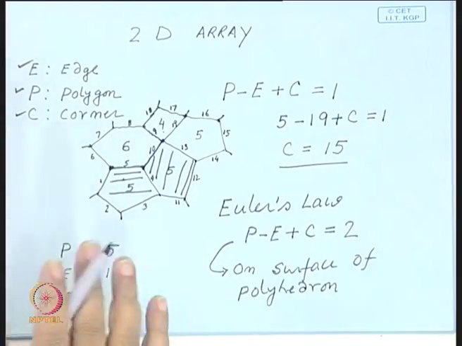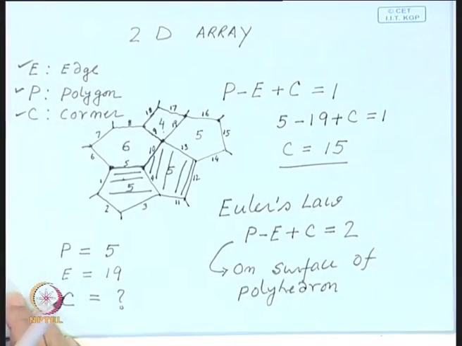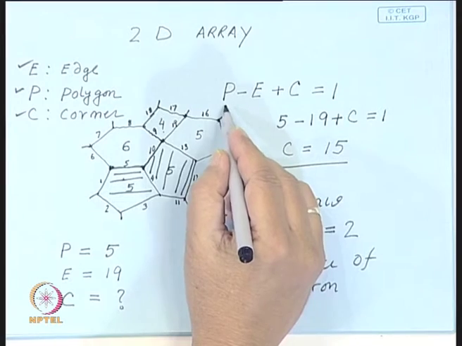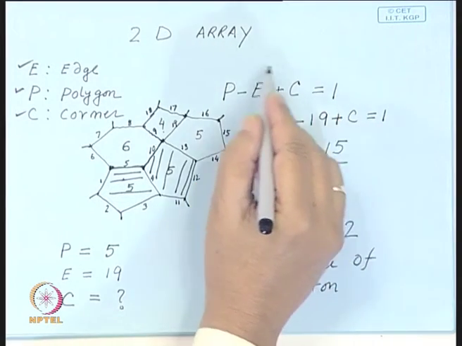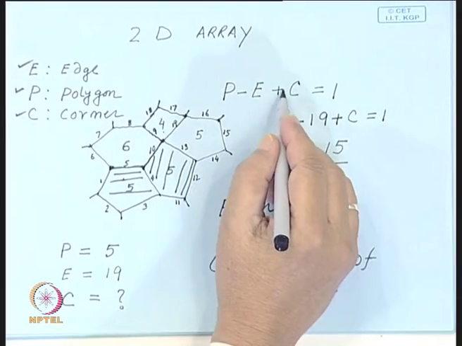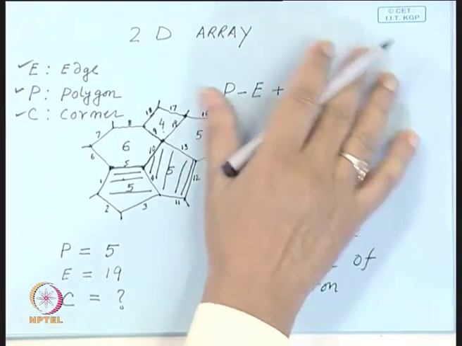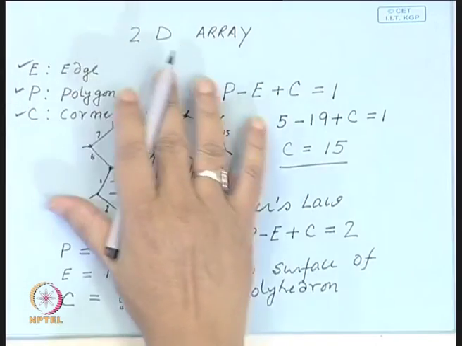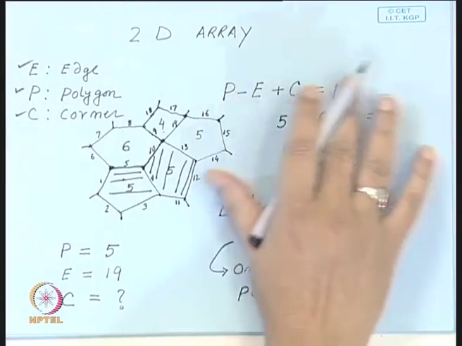and there is a relationship. If this is a space filling, there is a relationship like this, which looks similar to that Gibbs phase rule, that is P minus E plus C equal to 1. So, this is true in a 2-dimensional case, 2D case.